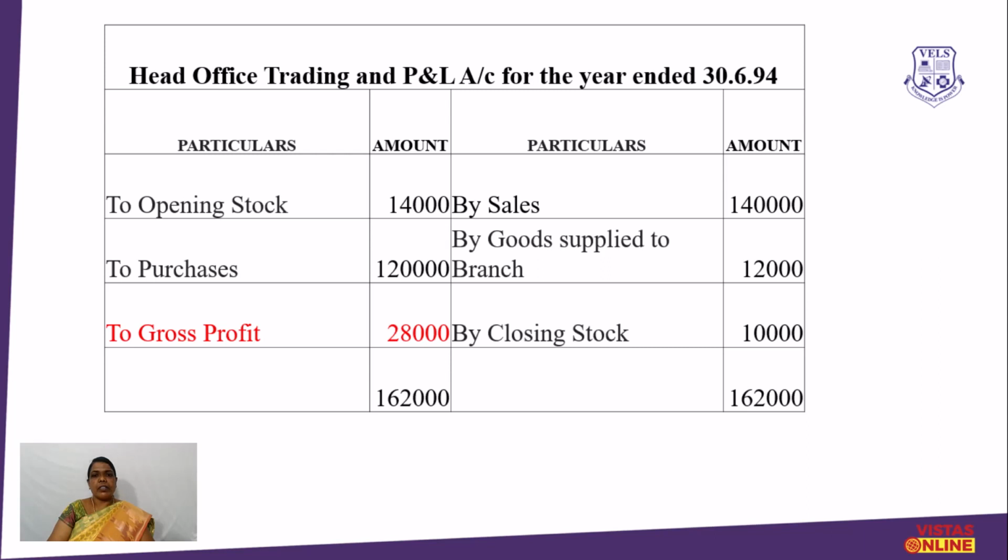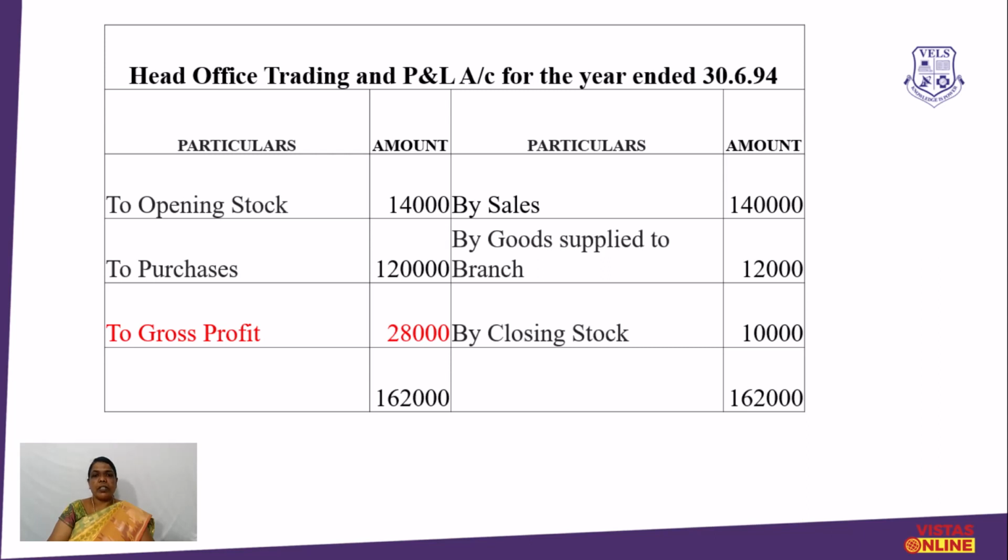Then we will write the sales in the credit side. By sales, 1,40,000. Then by goods supplied to branch. They supplied goods to the branch worth rupees 12,000.